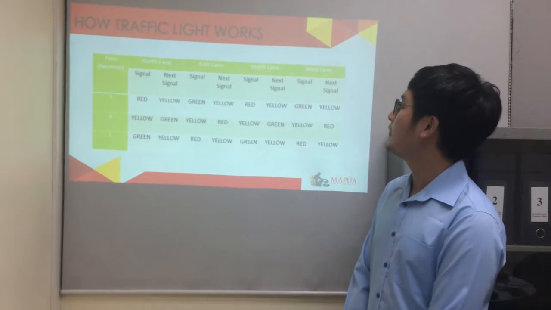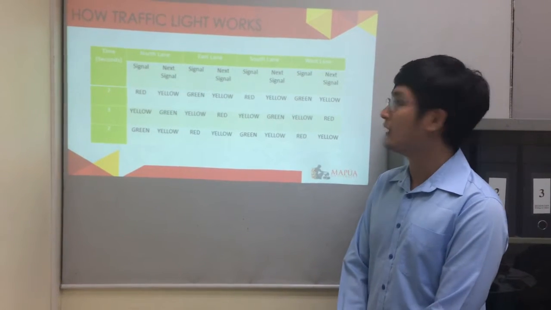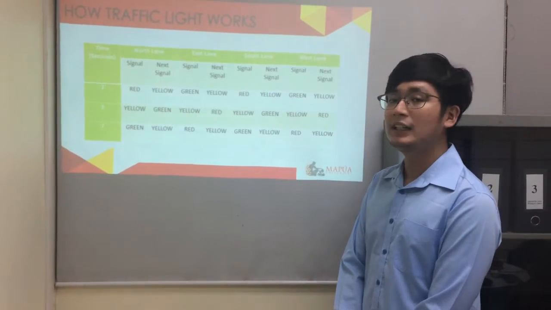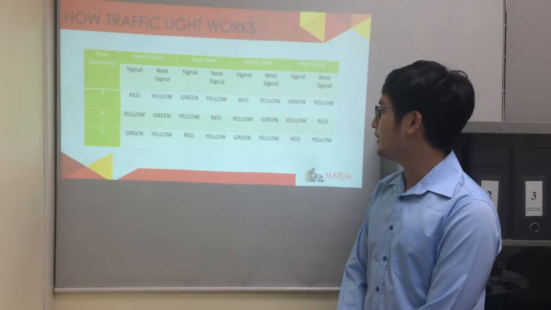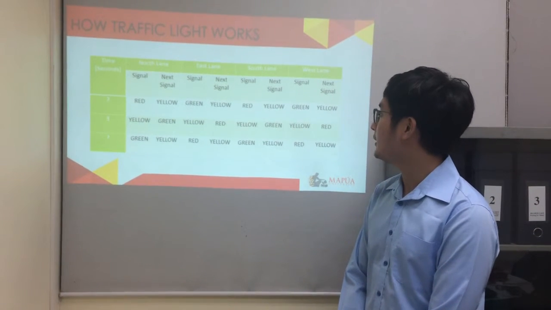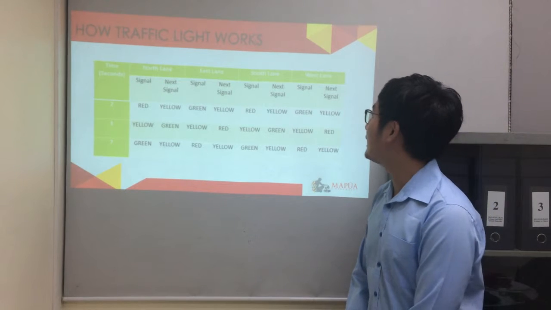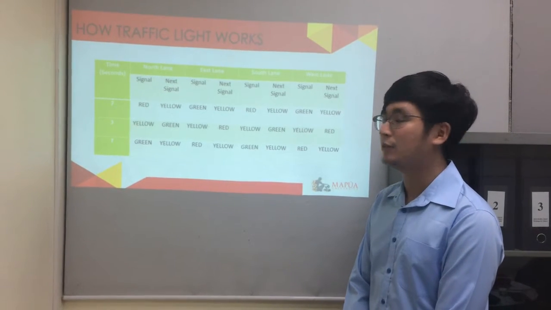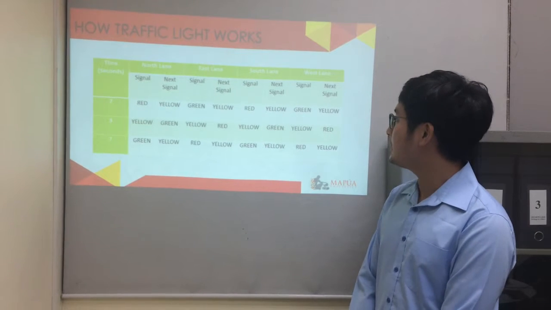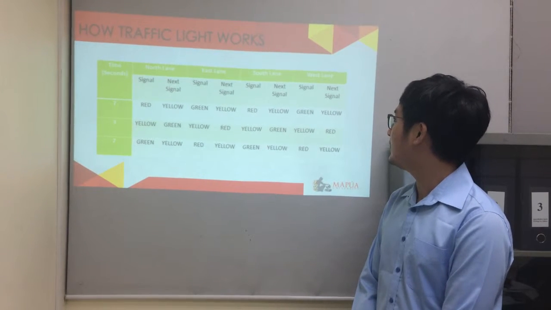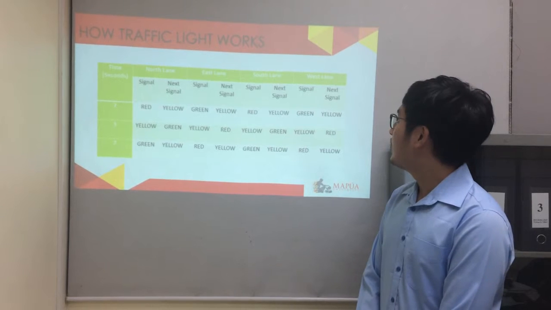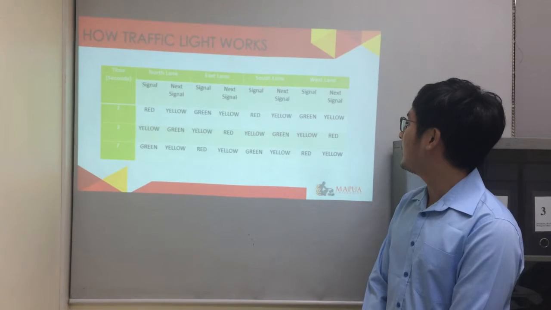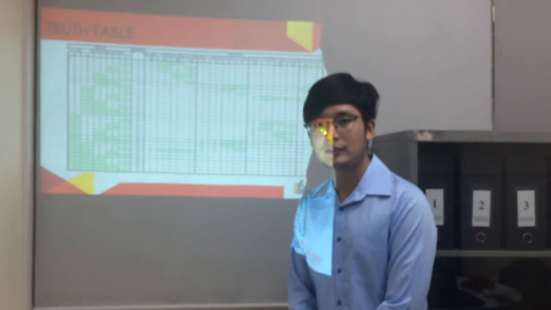For the south lane, if the first signal is red, the next signal is yellow. If the first signal is yellow, the next signal is green. And if the first signal is green, the next signal is yellow. And last, the west lane: if the first signal is green, the next signal is yellow. If the first signal is yellow, the next signal is red. If the first signal is red, the next signal is yellow.